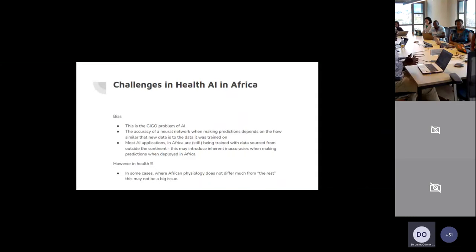There's one thing unique, in that health AI may be able to short circuit this problem, because in some cases, there really are no differences between the data that the neural networks have been trained on. For example, variables in the African physiology may not be different from those variables in other populations. If you're training a neural network to identify the different types of cells in a blood film, if you remember the image, white blood cells look like white blood cells. They are the same. Or red blood cells look like red blood cells in different races, in different populations, and even in different ages. And in some cases, this may not be a problem that you may face when implementing AI systems between continents or implementing them afresh in Africa.